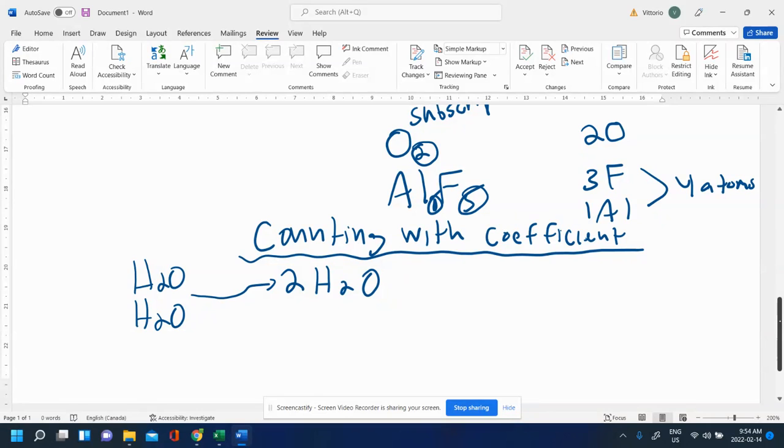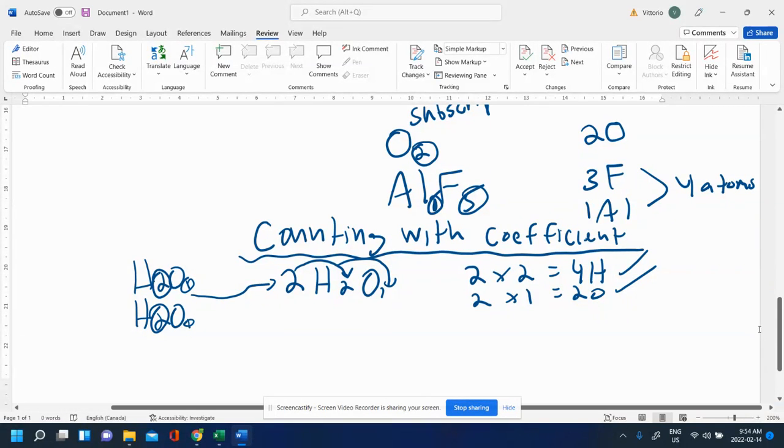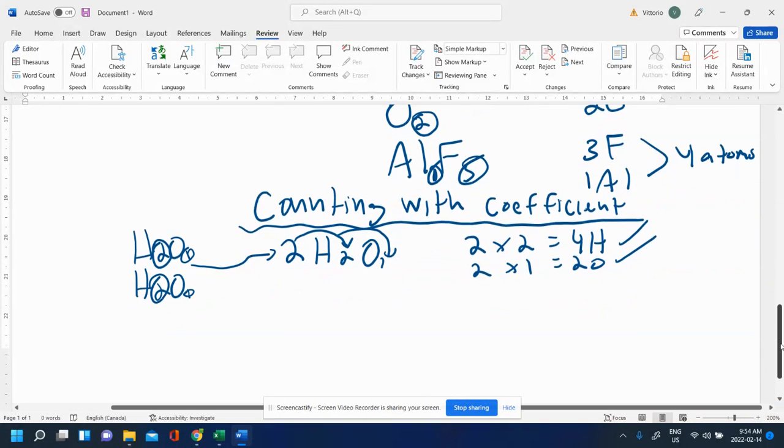A coefficient multiplies all the subscripts in the substance you're dealing with by whatever that coefficient is. So if I want to find how many H's there are, well, there's 2 times 2, so 2 times 2 is 4 H's. If I want to find how many O's there are, well, then there's 2 times 1, 2 O's. And it makes sense, right? If I were to draw this out, there's 2 here, that's 4 H's. And then there's 1 here and 1 here, that's 2 O's. So a coefficient will multiply everything by whatever that coefficient is.